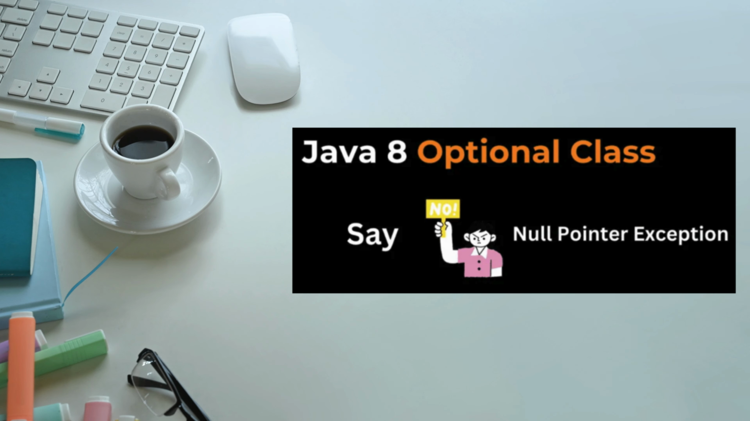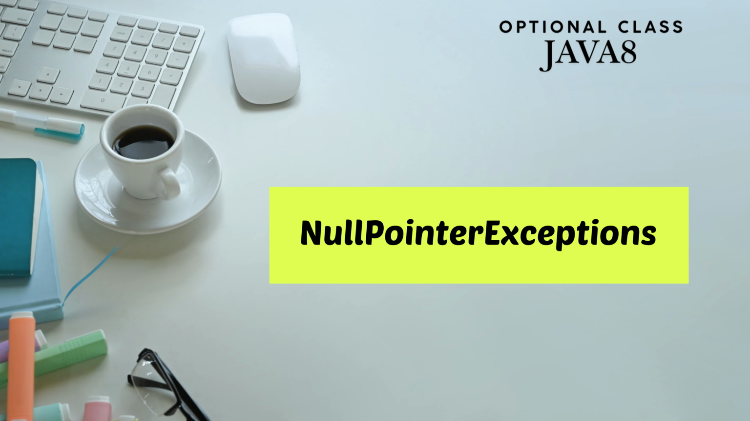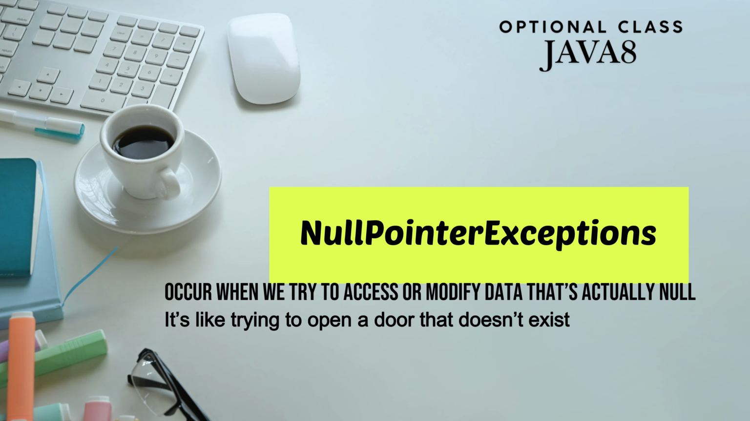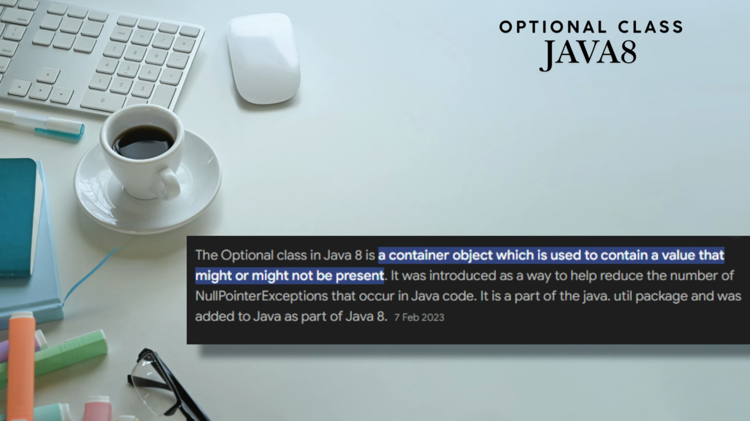Let's jump in. Let's start with the problem. Null pointer exceptions are errors that happen when you try to use something that hasn't been set up or initialized. Imagine trying to grab something that isn't actually there. Your code doesn't know how to handle that. These errors can cause your program to crash. To help avoid this, Java 8 introduced the Optional class, a simple way to handle values that might be missing.